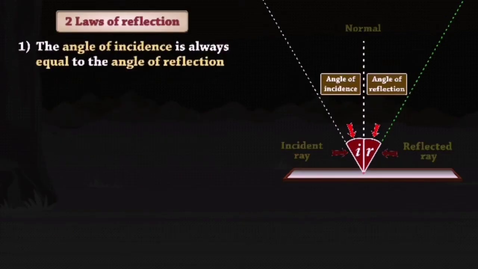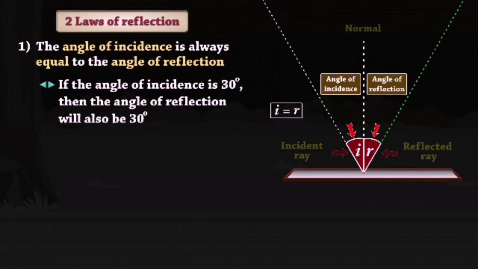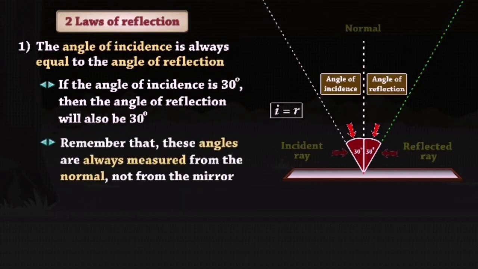Let us learn the laws of reflection. First law, the angle of incidence is always equal to the angle of reflection, that is angle I is equal to angle R. If the angle of incidence is 30 degrees, then the angle of reflection will also be 30 degrees. Remember that these angles are always measured from the normal, not from the mirror.